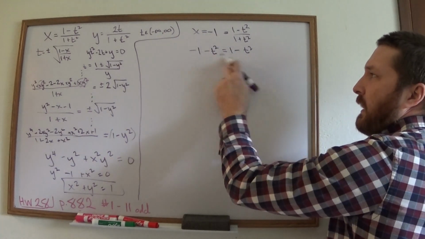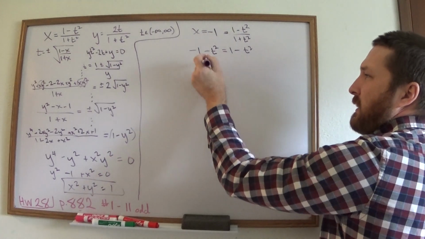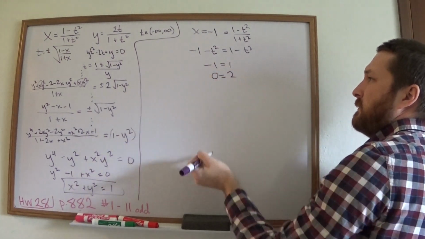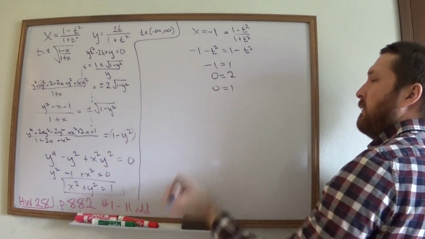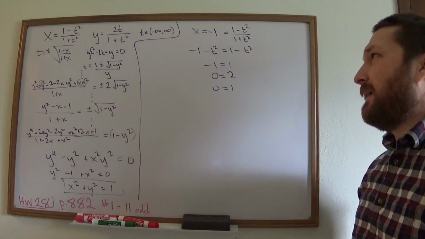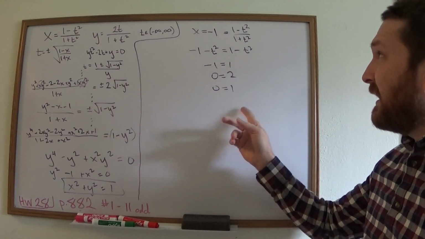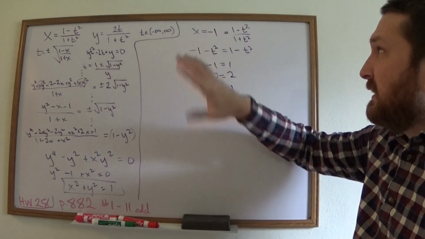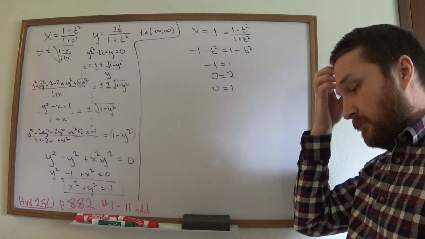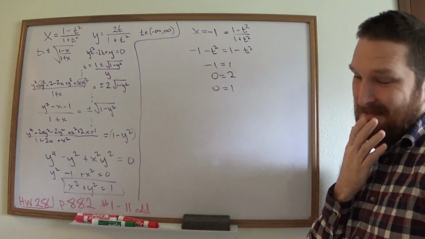And you get... Now let's add t squared to both sides, and that gives me negative 1 is equal to 1, which gives me that 0 is equal to 2, which means that 0 is equal to 1. Uh-oh. That's bad. That's never true. That's really, really bad. That can't happen. So I'm starting to think that x can never be negative 1. Or can it?